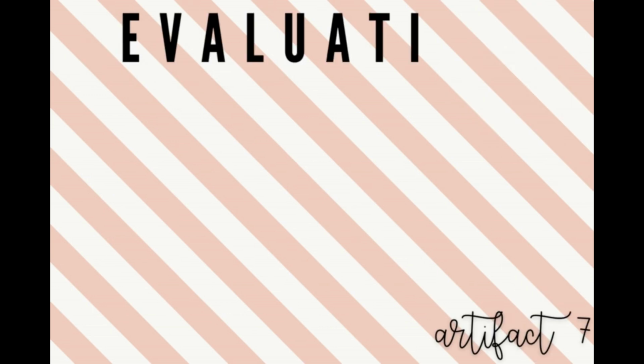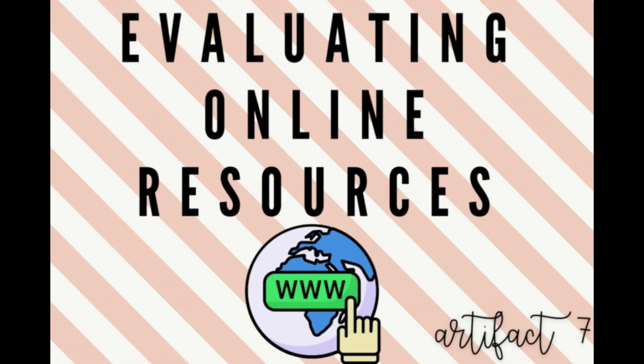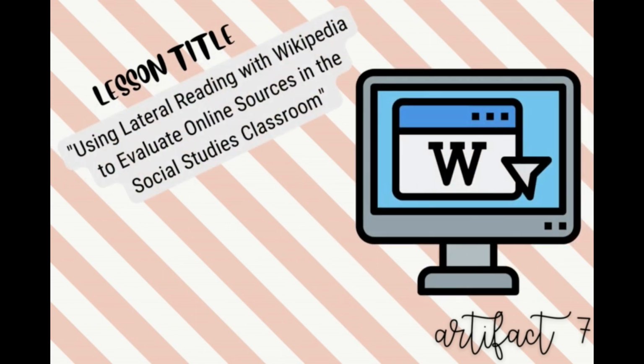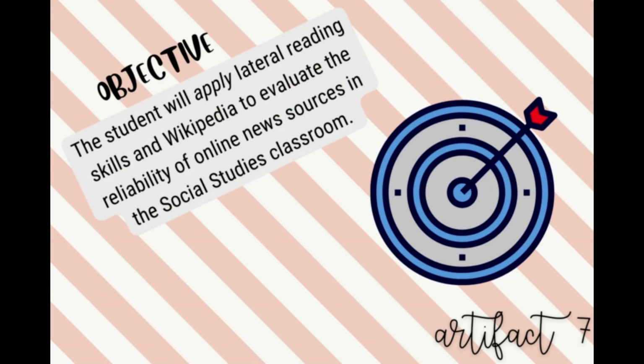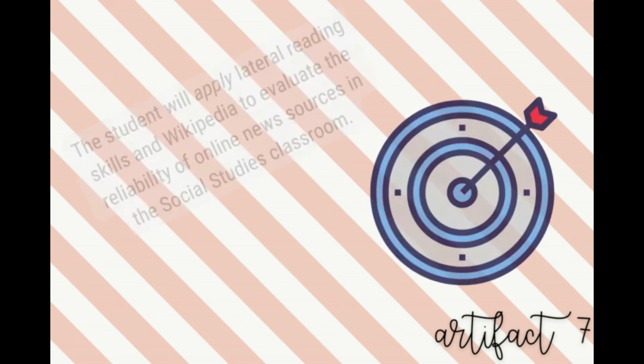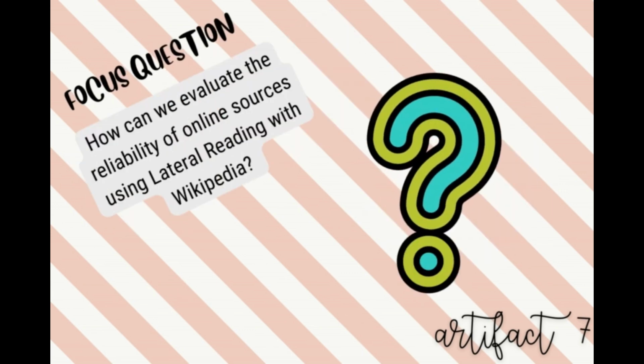I designed and implemented a digital citizenship lesson focused on evaluating online resources with my 6th grade social studies students. As a result of this lesson, students were able to apply lateral reading skills as they used Wikipedia to evaluate the reliability of online news sources in the social studies classroom.